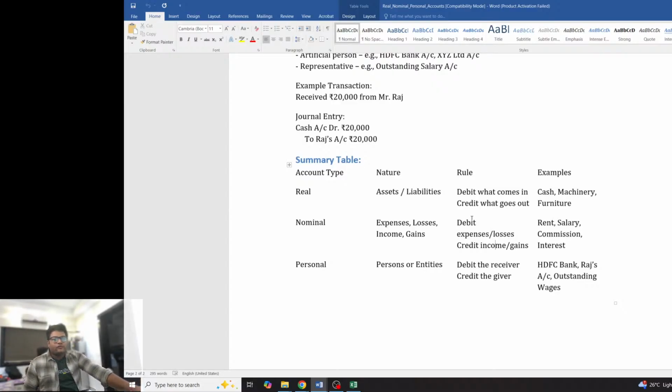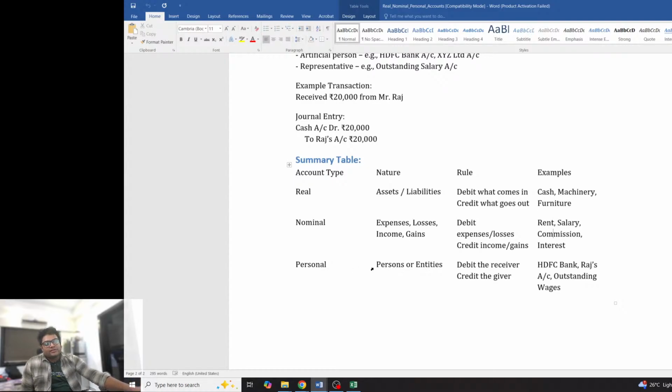And the rule for that is debit all the expenses and losses and credit all the income and gains. Some examples are anything related to P&L, for example rent, salary, commission, interest. These are all expenses, so they will be debited. It is possible that we might have rental income. In that case, it will become a credit, right?